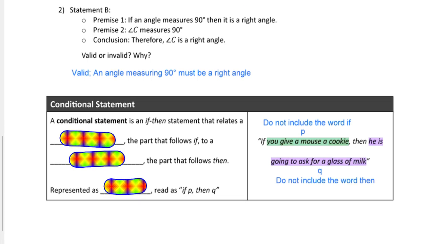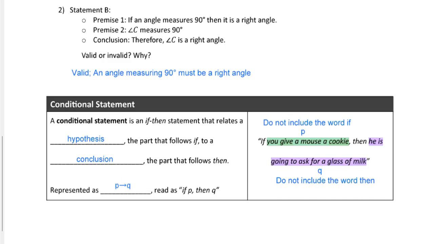So this kind of goes into what we're talking about with conditional statements. A conditional statement is an if-then statement that relates a hypothesis, the part that follows the word if, to a conclusion, the part that follows the word then. We represent this as the letter P with an arrow going towards the letter Q, and so we read this as if P, then Q.